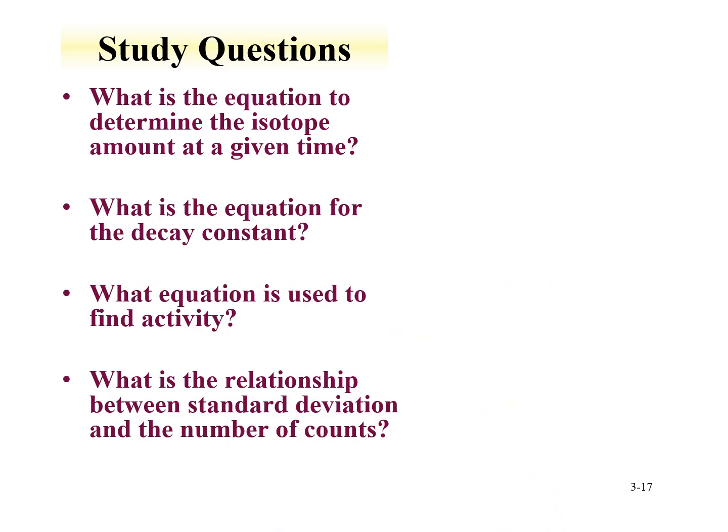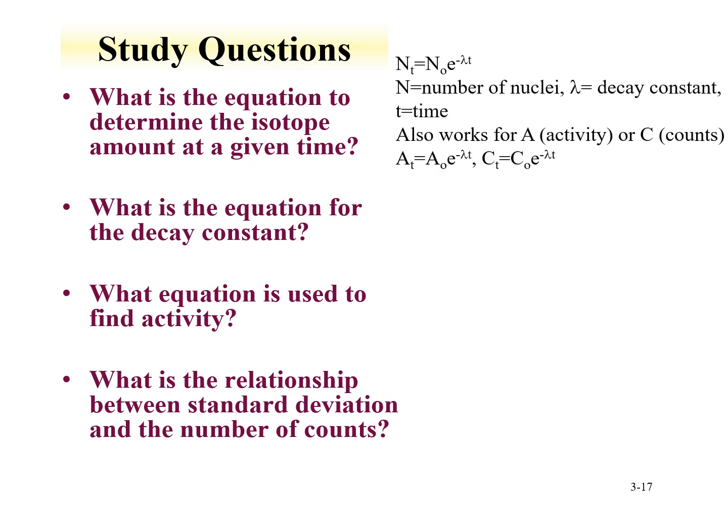So let's review some questions you should be able to answer based upon the lecture. What is the equation that is used to determine the isotope amount at a given time? That's a very fundamental equation, and the basis is shown here, where the N is the number of nuclei at either the initial or at the given time, lambda the decay constant, and then t. This also works for activity or counts or mass. It could work for concentration if the volume doesn't change.